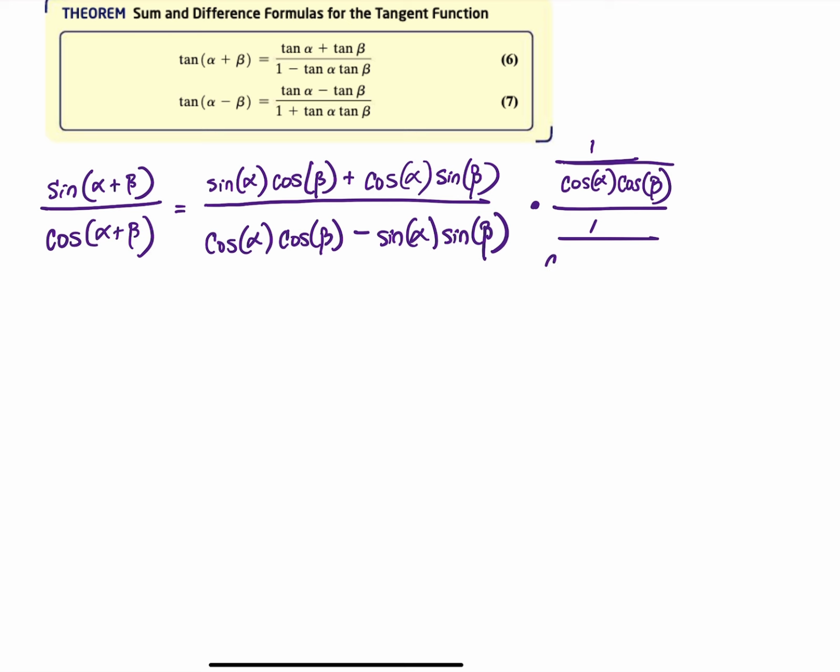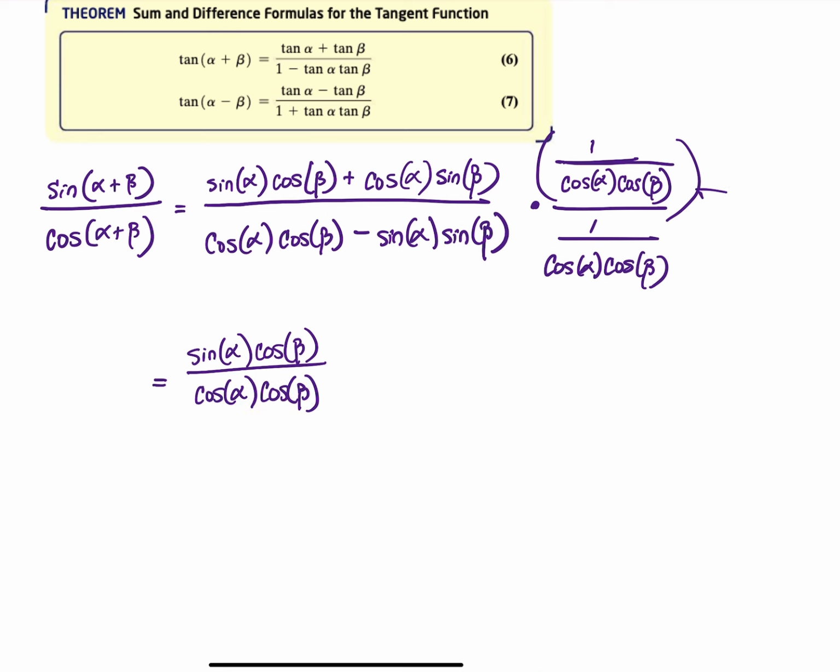So we'll do that on the top and bottom. It's going to create a bunch of fractions, and we'll see how things simplify from there. So let's just be careful. In our numerator, this term is going to distribute to both of these and create a fraction where what we already have will be the numerator, and then we'll have a cosine alpha cosine beta in the denominator. So that first term in the numerator will be sine alpha cosine beta over cosine alpha cosine beta.